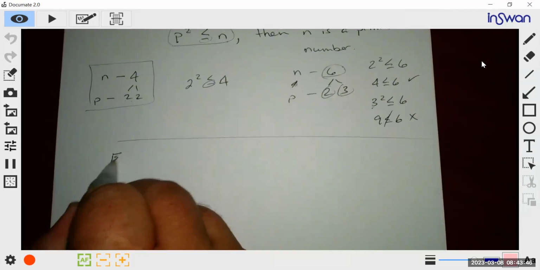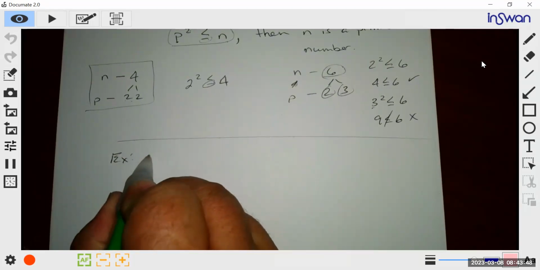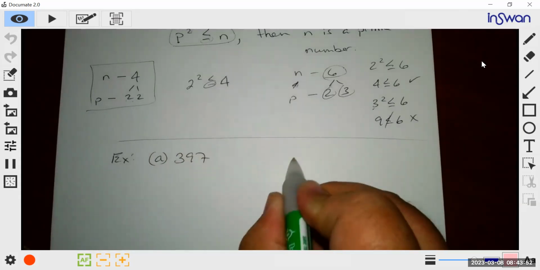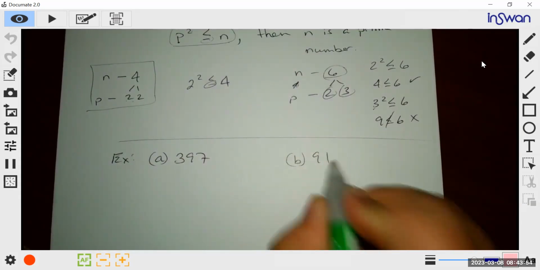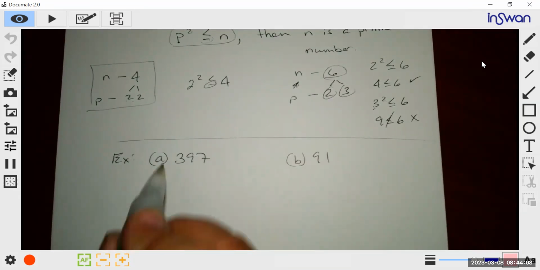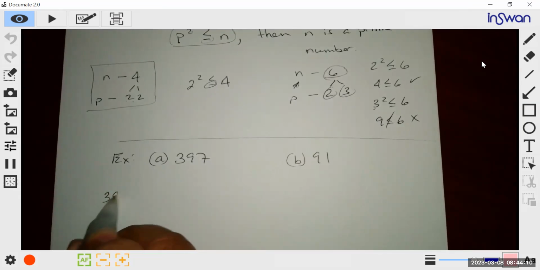Okay, here's some examples. A is 397 and B is 91. So 397 breaks down into what?